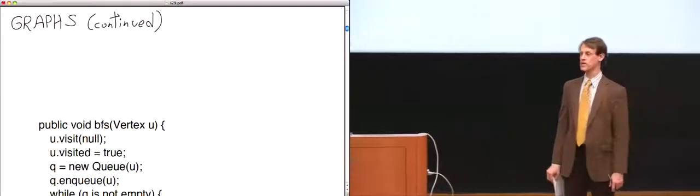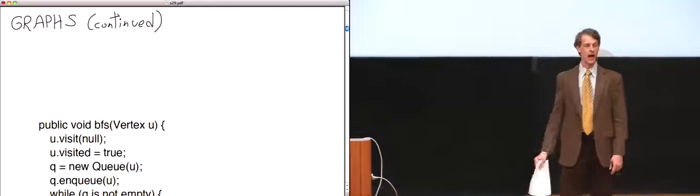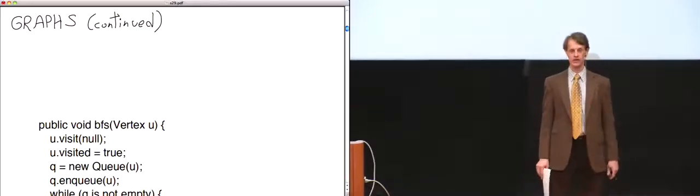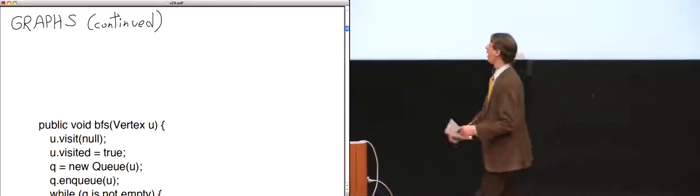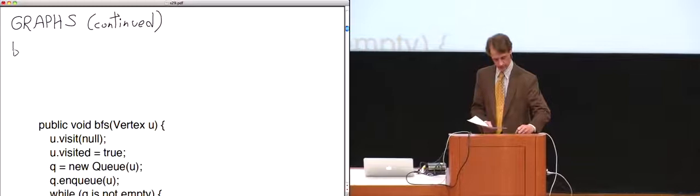Hi everyone. So we were talking about graphs last lecture, and today we're going to continue with graphs. I was talking about graph traversals and told you about depth first search and showed you some pseudocode for that. Today we're going to look at breadth first search, which is a little bit more complicated.